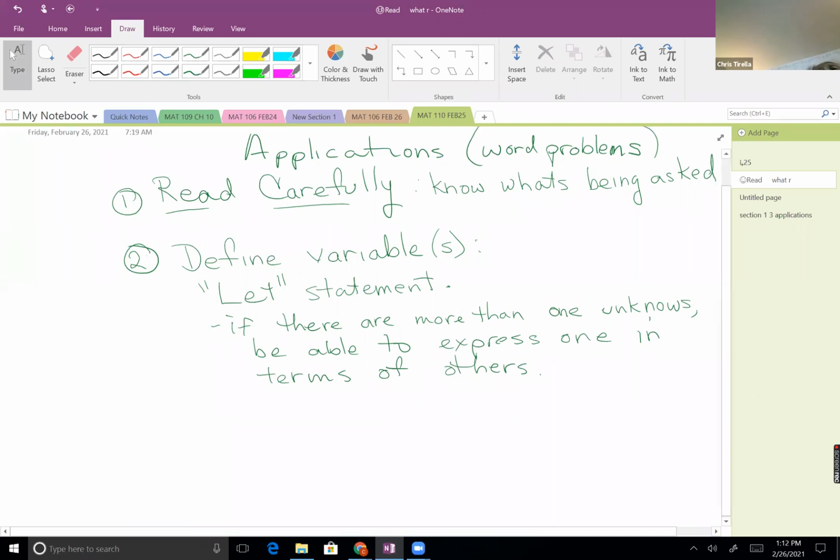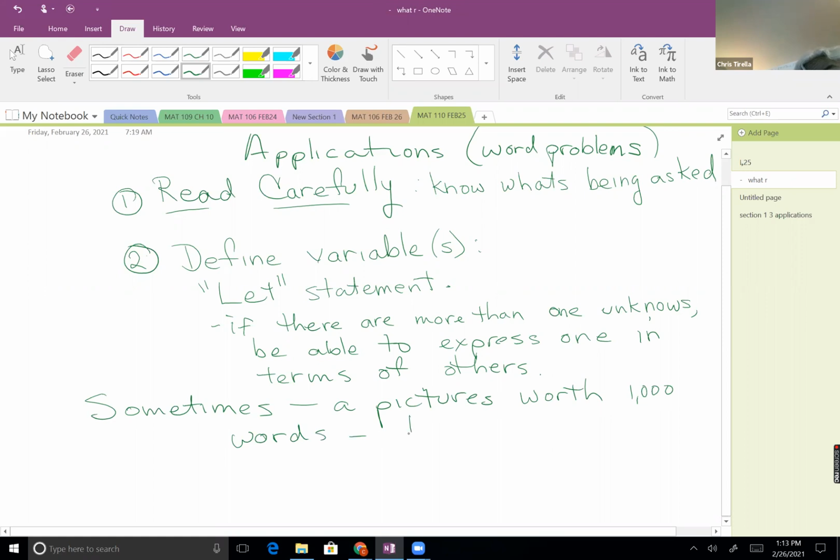In between, I'm going to add a step that I forgot to give the Tuesday, Thursday class early on yesterday. It's the idea that sometimes, especially if it's a geometric problem, a picture is worth 1,000 words, which is my way of saying sometimes you want to draw a diagram. And we'll look at one of those again in a few minutes.